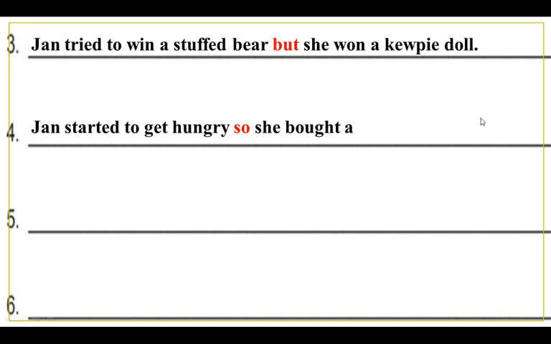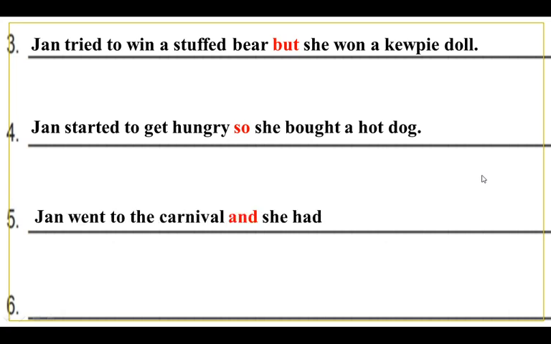Okay, as for number four, we see what we can use for number four. Jen started to get hungry, so she bought a hot dog. Okay, means over here, Jen mula rasa lapar, jadi dia beli hot dog. Okay, so I use the conjunction so over here to combine the two sentences. Okay, next one, number five. Jen went to the carnival and she had a great time. Okay, so I reuse the first sentence from the box A and I combine it with the same sentence from the box B. So I use the conjunction and to combine the same ideas to make it a compound sentence.